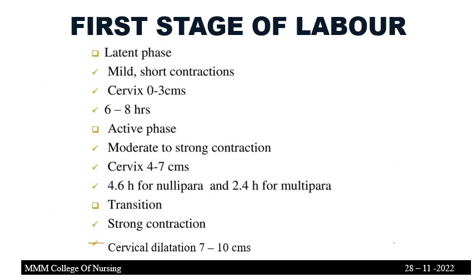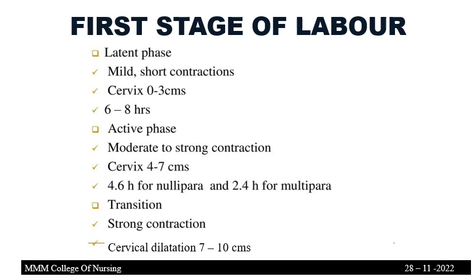Now we'll see the first stage of labor. In first stage you have 2 phases. We said already, the duration of the first stage is 12 hours in primigravida. In this 12 hours there are 2 phases: the latent phase comes first, and then the active phase. In the latent phase, the mother will have mild and short contractions. The cervix dilatation is 0 to 3 centimeter. In other words, till 4 centimeter we say it is a latent phase.